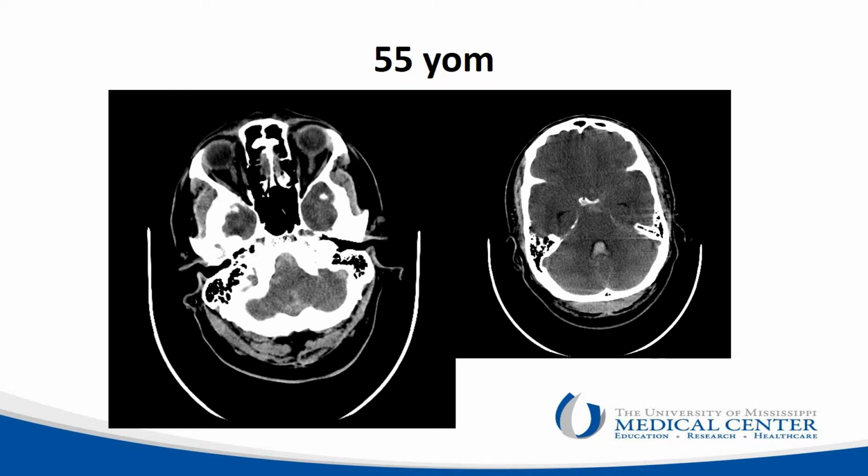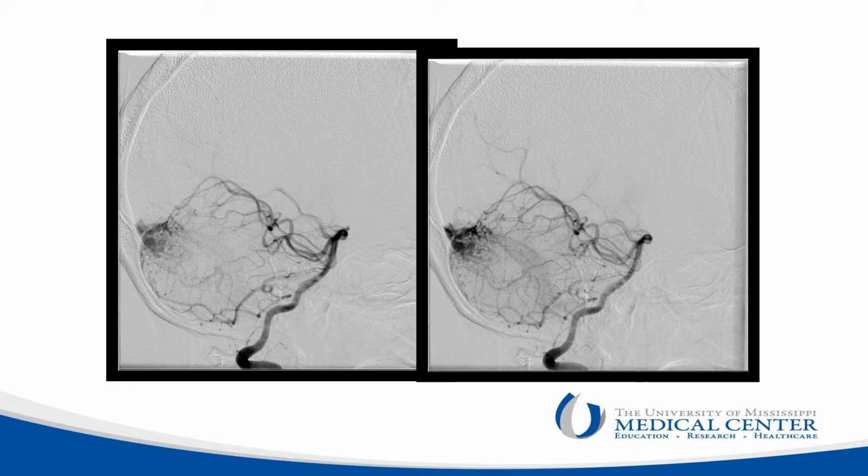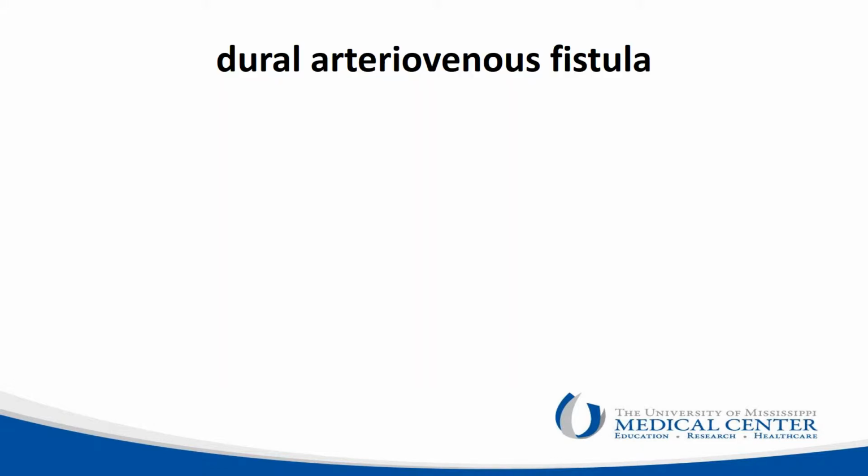55-year-old man, we see hemorrhage in the fourth ventricle and hemorrhage in the region of the brainstem. On angiography, we can see abnormal enhancement of a tangle of vessels in the posterior fossa near the tentorium, and if we look on the delayed image, we can start to see that right transverse sinus filling. The sagittal images of the angiogram again show that early transverse sinus filling and that abnormal vascularity. This was a dural AVF.